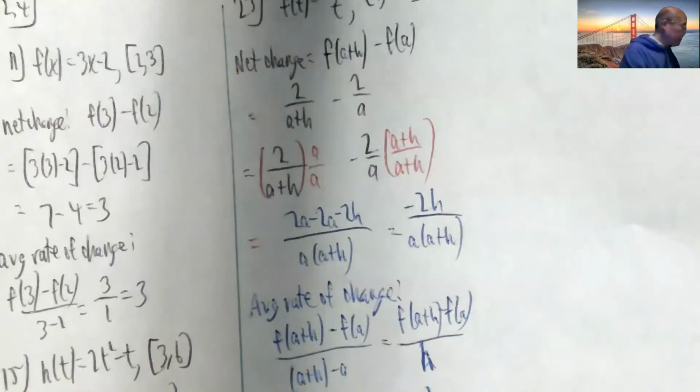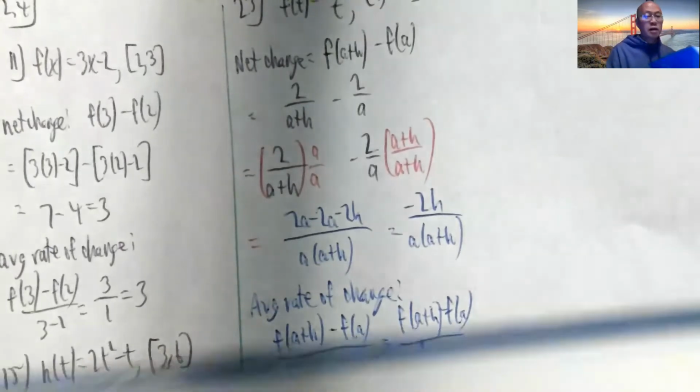This is section 2.4 on average rate of change. We're really just computing a lot of slopes. That's really all average rate of change is. Okay, so we have 11 to 31 odd, page 224.